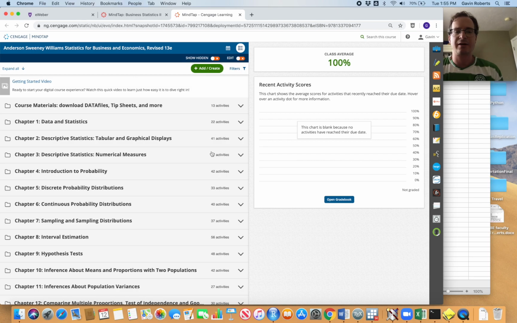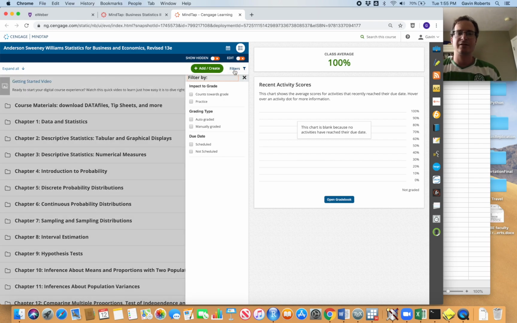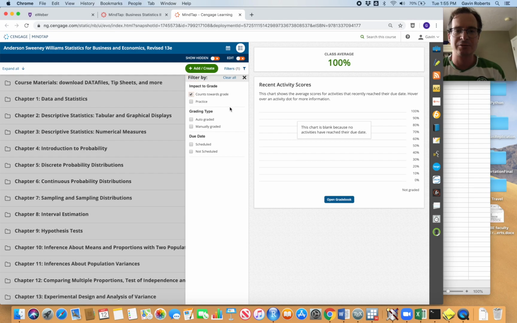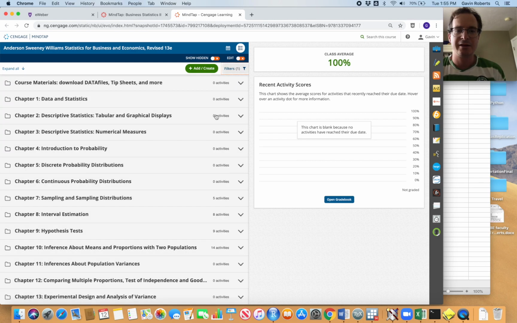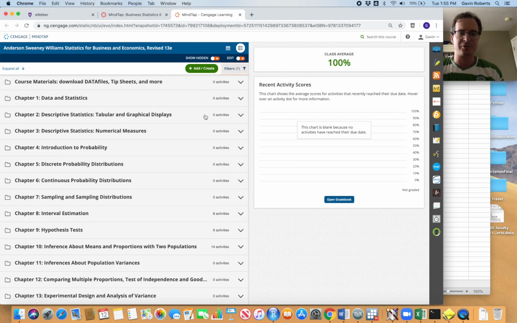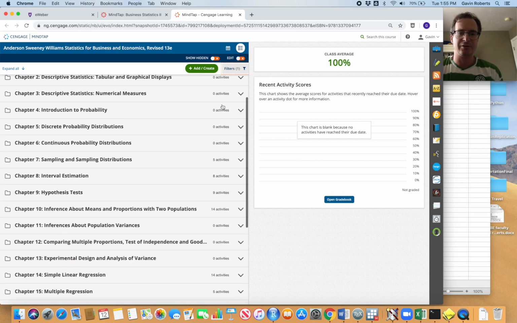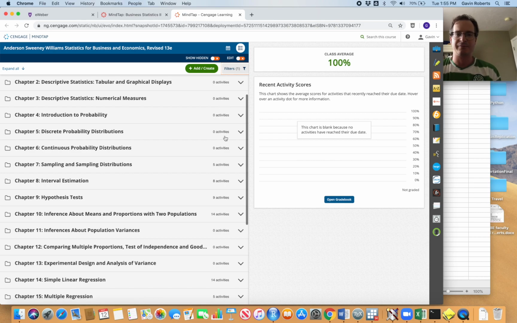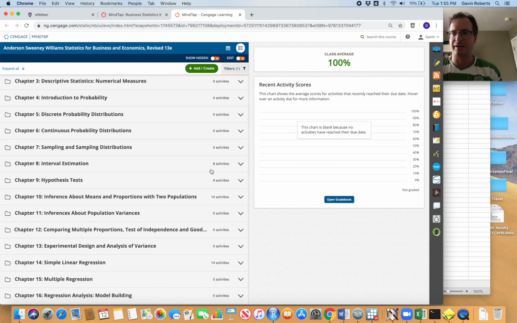I have it organized by topic. You might have it organized by date. I prefer topic because it's easier for me. When I organize it by topic, a really easy thing to do to get where you're going is to click filters, count towards grade. And now we're not doing chapter 1, so there's 0 activities, you'll notice, that updated now that I've filtered it by the things that count towards grade for the homework.